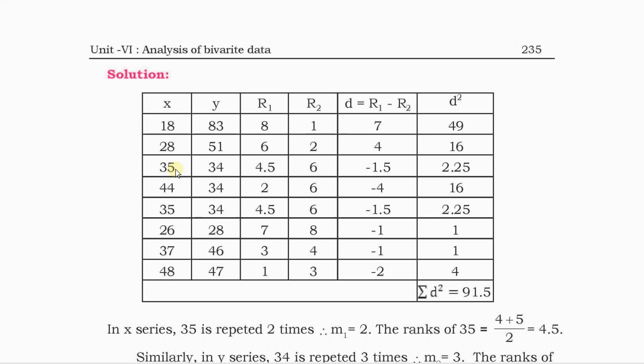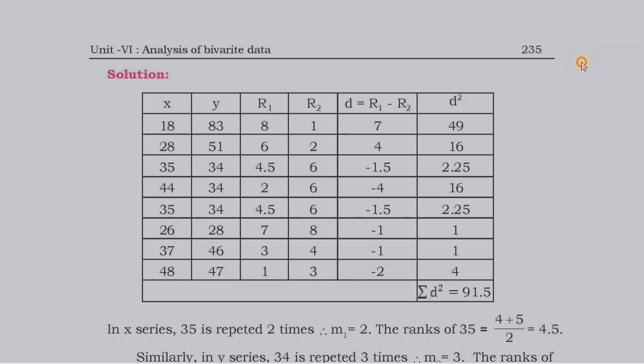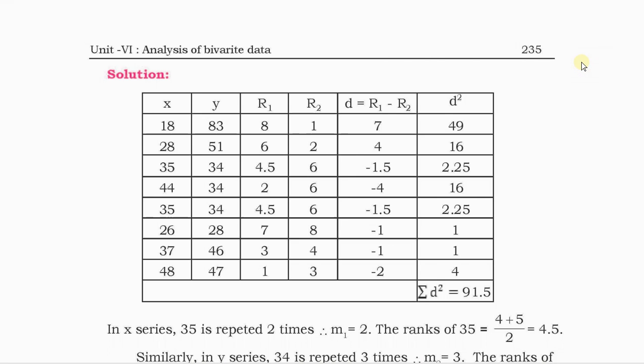Or if the number is repeated twice, we cannot allot the ranks here. So here comes the problem. So there is a slight change in the formula of Spearman's rank correlation. Let us look at what is the change here.